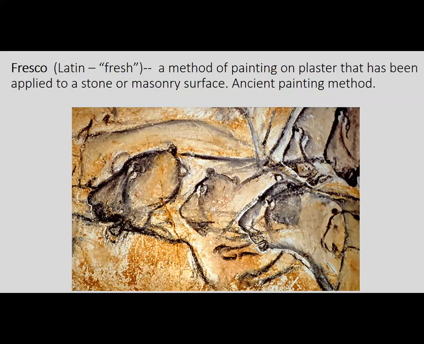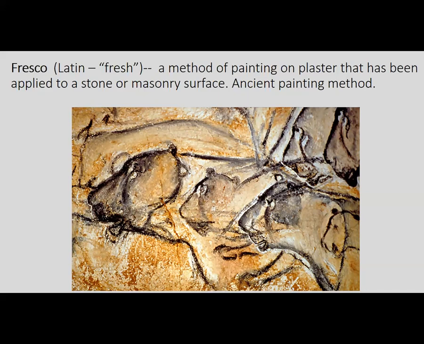The next kind of painting form we're going to talk about is fresco, and this is really ancient. Fresco comes from Latin. It means fresh. This is a method of painting on plaster that's been applied to stone or a masonry surface. Again, the plaster is applied to the stone, the cave wall, the masonry, in order to seal it. So then the paint's not sucked up into the porous surface.